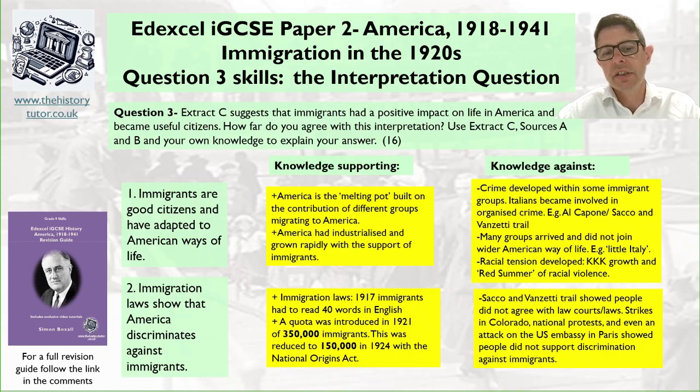The second immigration idea was that immigration laws showed America discriminates against immigrants. So America has a negative attitude towards something that's perfectly positive. Knowledge that might support that: there was the 1917 immigration law to read 40 words in English, and quotas that developed in 1921 and 1924 as well support all that. Immigrants are perfectly good, but America seems to have a negative attitude. Knowledge against that: the Sacco and Vanzetti trial showed people did not agree with law courts and laws. They were unhappy at their treatment. They thought they might have been innocent and treated really badly, and there were strikes and protests about it, suggesting that not everyone was anti-immigration.